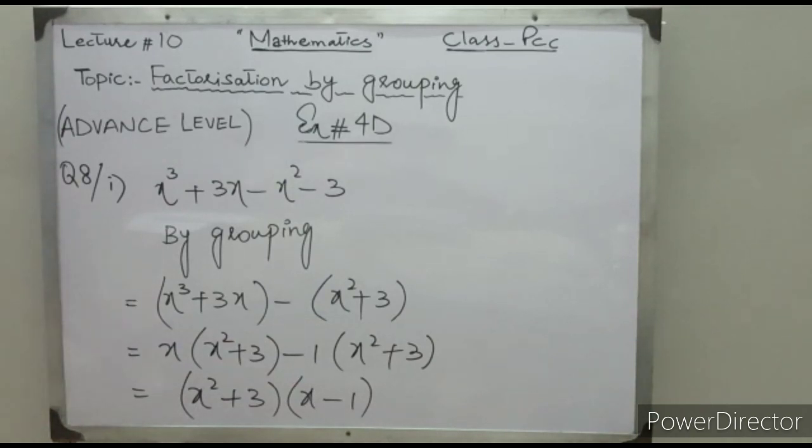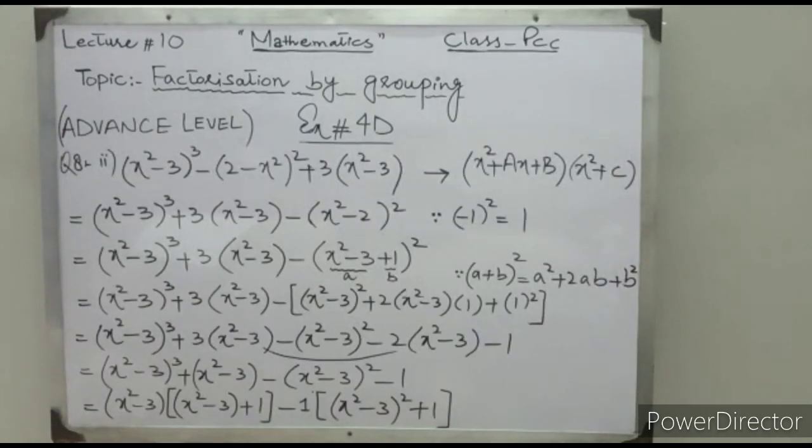In the first group, students, we have x common. Then the remaining expression will be x square plus 3. In the second group we have nothing common except 1. So we have x square plus 3 in both as a common factor. So remaining we have x square plus 3 into x minus 1.